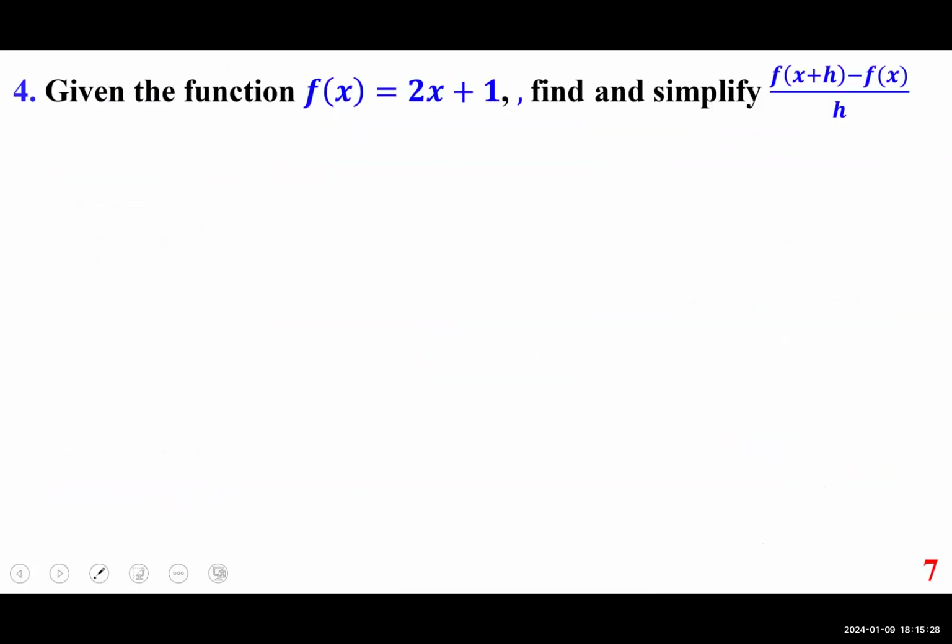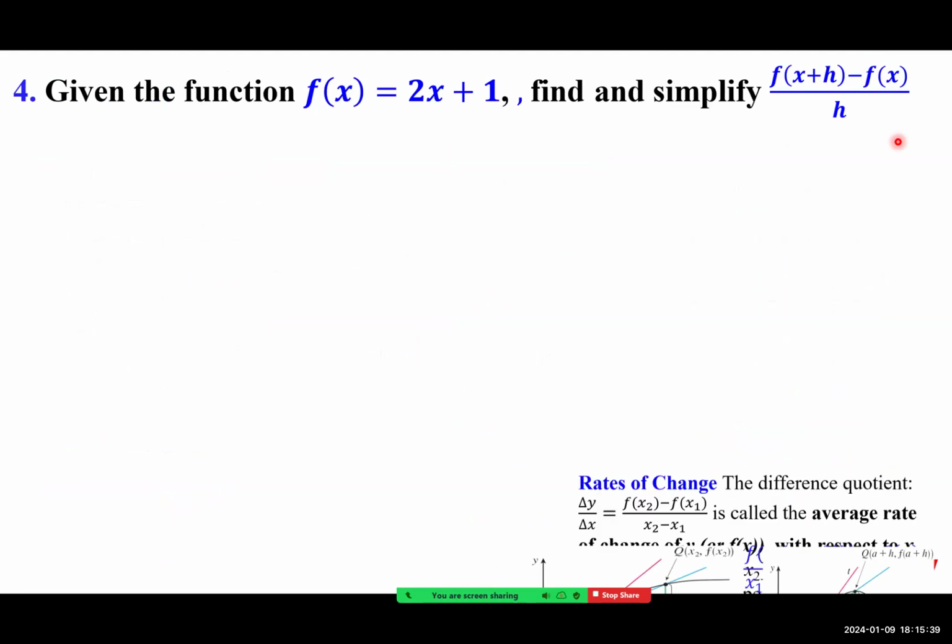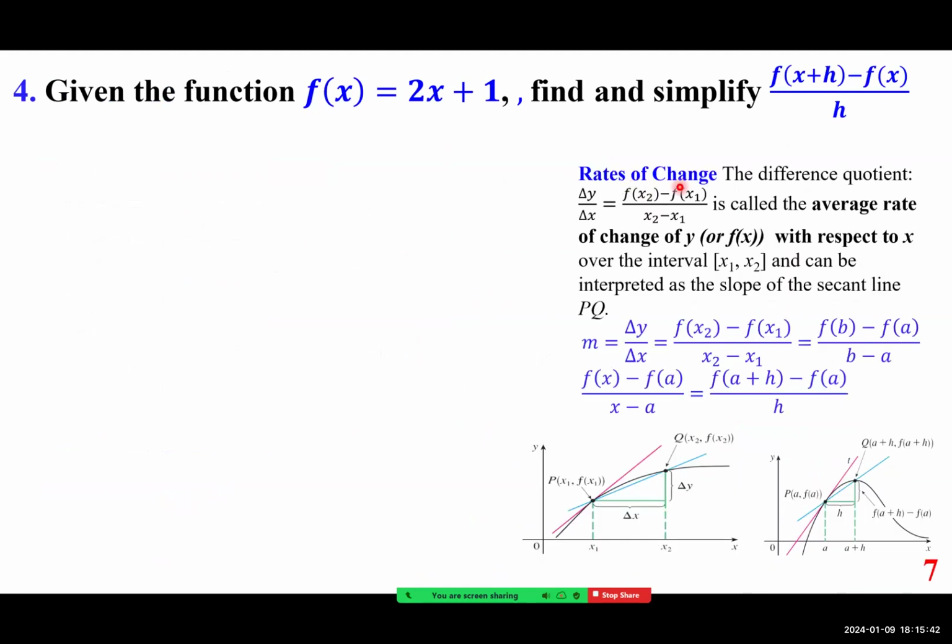f of x is given as 2x plus 1. We want to find and simplify this difference quotient, f of x plus h minus f of x. So let's remind everyone of a couple of things. Number one, rates of change. The difference quotient, or delta y over delta x, is f of x sub 2 minus f of x sub 1 over x sub 2 minus x sub 1. It is called the average rate of change of y, or f of x, with respect to x, over the interval of x sub 1 to x sub 2, and can be interpreted as the slope of a secant line PQ.